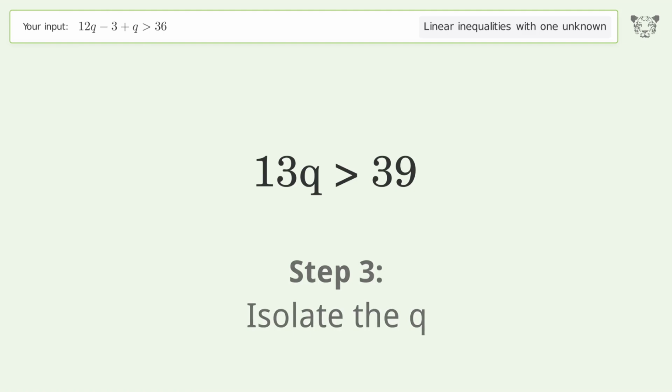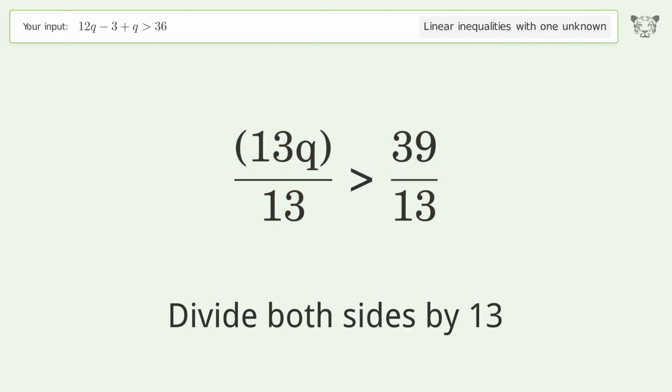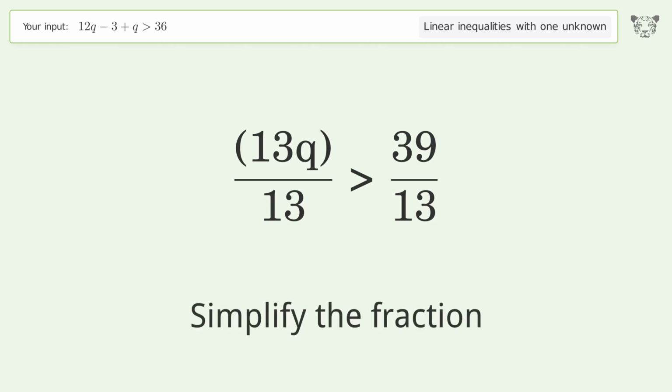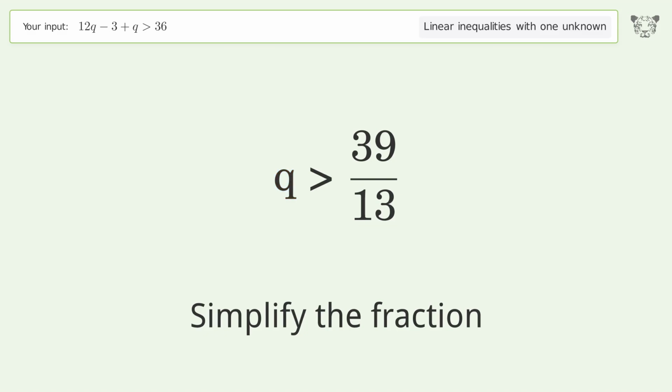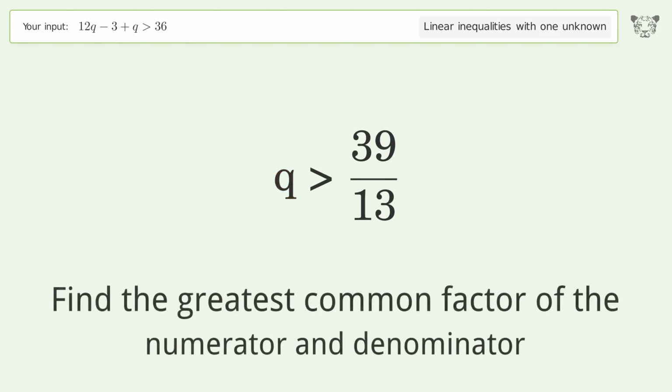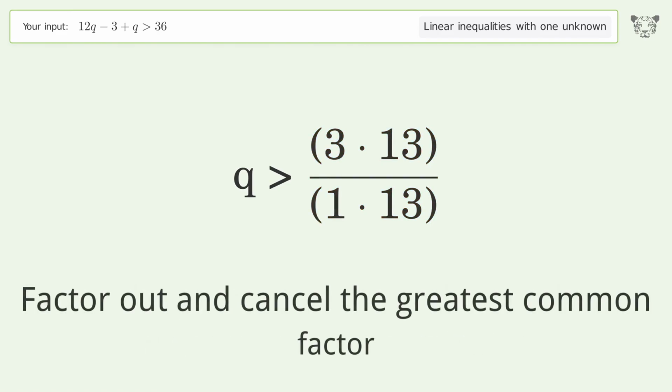Isolate the q. Divide both sides by 13. Simplify the fraction. Find the greatest common factor of the numerator and denominator. Factor out and cancel the greatest common factor.